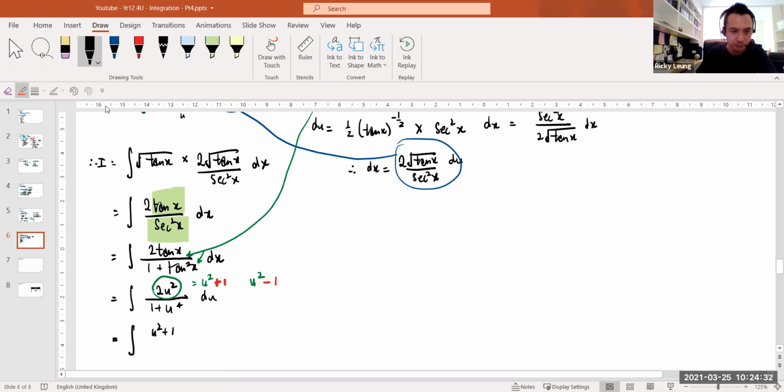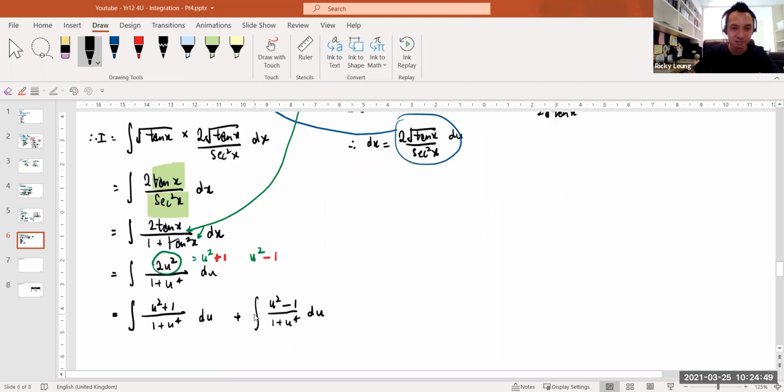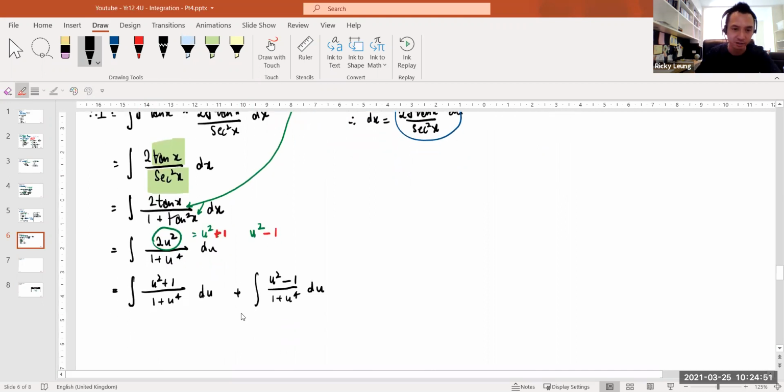U squared plus 1. Yeah, and I'll split the integral. U squared minus 1. Now, okay, check this out. I am going to divide top and bottom, divide everything by u squared.